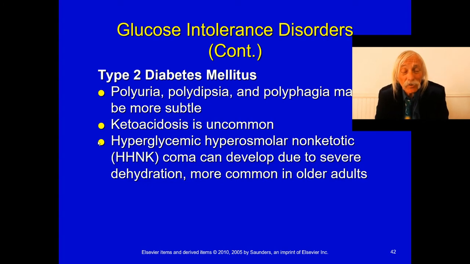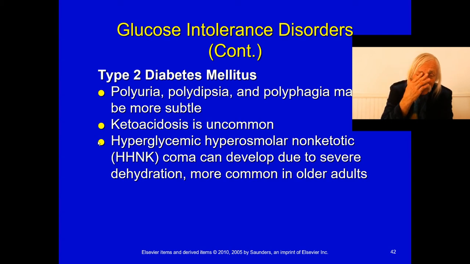So with type 2 diabetes, you also get polyuria, polydipsia, and polyphagia, but they're probably more subtle than what you get in type 1. You get ketoacidosis, but it's very uncommon because there isn't a lot of fatty acid breakdown or ketogenesis in type 2 diabetes.